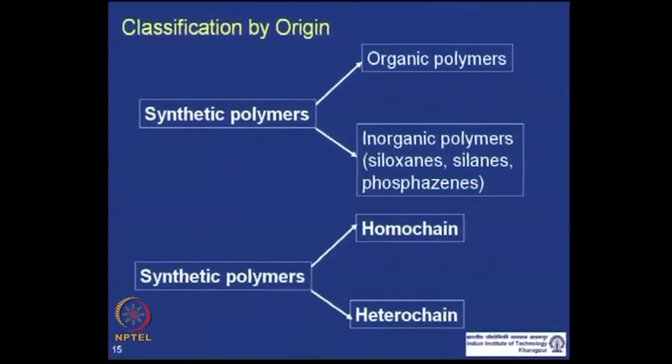Synthetic polymers can be classified as homochain and heterochain polymers as well. Homochain polymers means polymers which have a backbone of only carbon. For example, polyethylene, polypropylene. The polymer chain consists of only a carbon backbone, whereas in the case of heterochain, besides carbon you might have nitrogen, oxygen, and other heteroatoms. For example, nylon has nitrogen, oxygen along with carbon. Polycarbonate has carbon plus oxygen in the backbone.